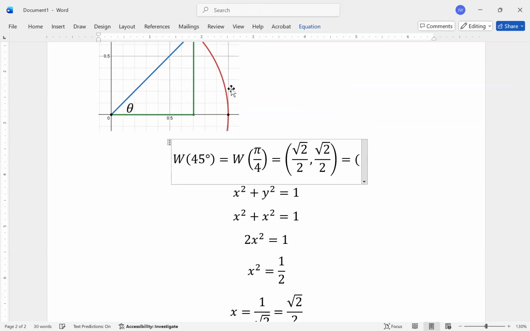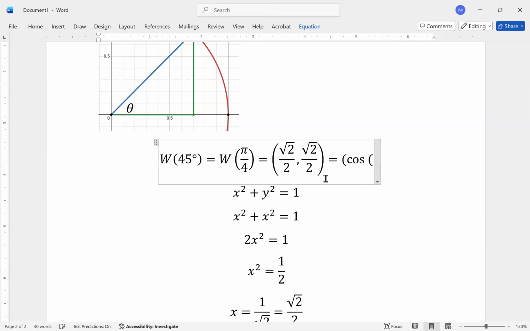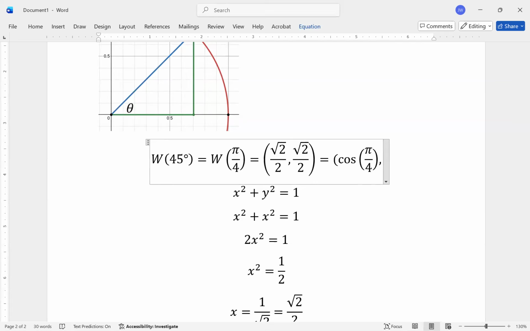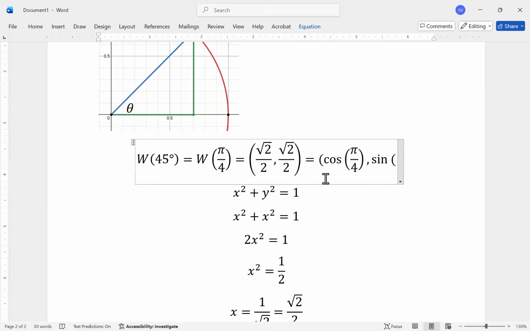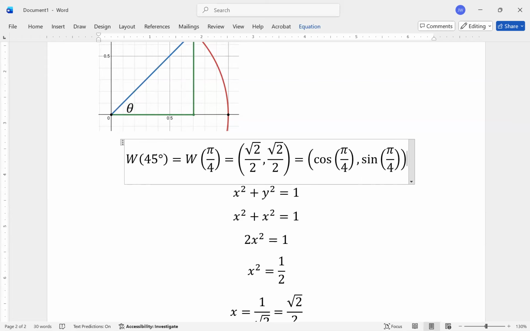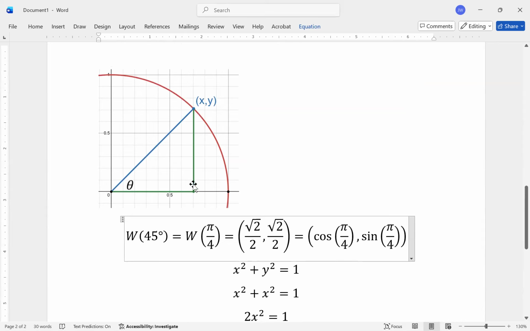And since we know that that is the cosine of the angle, the x value is the cosine of the angle pi over 4, and we know that the y value is the sine of the angle pi over 4. Now I know that the cosine of pi over 4 radians, or 45 degrees, is equal to root 2 over 2. And I know that the sine of pi over 4 radians, or 45 degrees, is also root 2 over 2. So I get that by observing that this creates an isosceles triangle when I have a 45-degree angle as my theta.